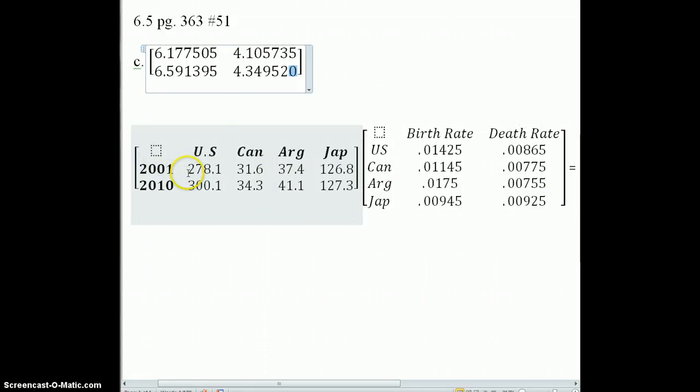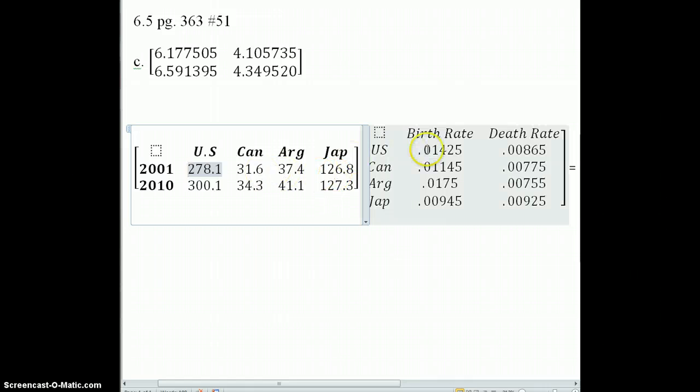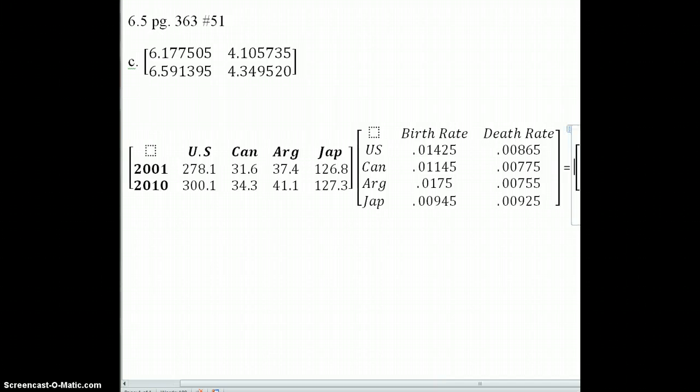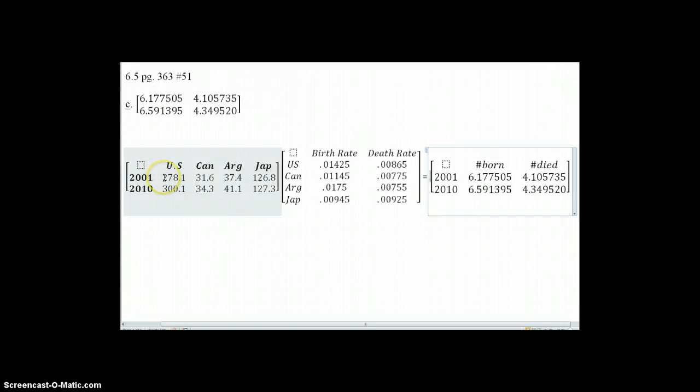So when you're multiplying this matrix, you're taking the population from all 4 of these countries in 2001, and you multiply it. The first thing you multiply it by is the birth rate in all 4 of these countries in 2001. And let me expand my window a little bit here. So when you do this, you're doing the US population times the US birth rate, the Canadian population times the Canadian birth rate, Argentinian population, Argentinian birth rate, and then Japanese population by Japanese birth rate. And you add all those numbers up, those 4 multiplications, you add them together to get this number. So that is the number of people born combined in all 4 of those countries in 2001.